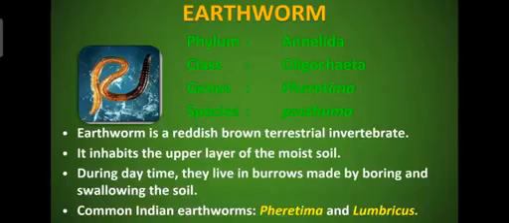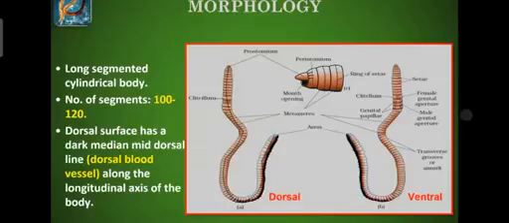So, common Indian earthworms are Pheretima and Lubricus. These are the two commonly found earthworms in India. Earthworm has a long segmented cylindrical body as in the phylum Annelida. Annelida means what? The body is segmented. So, in the earthworm you can see a long segmented cylindrical body, and the number of segments varies from 100 to 120.